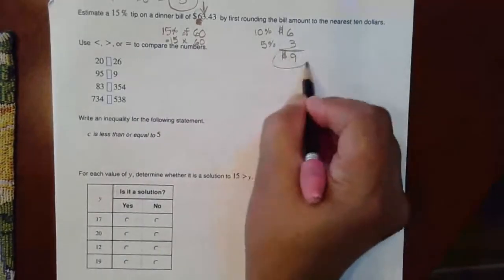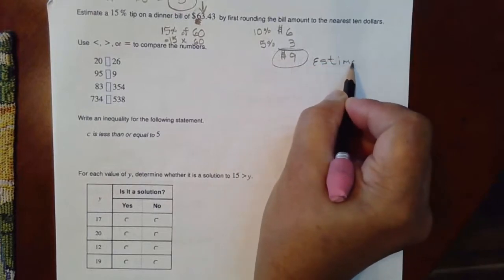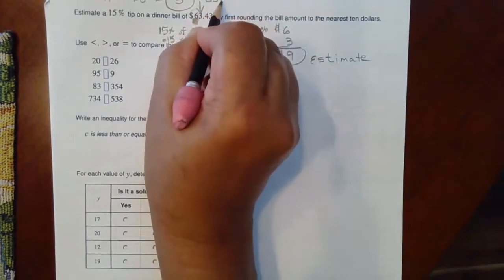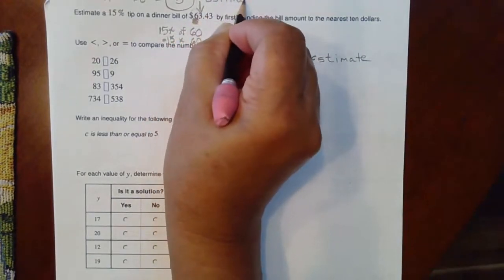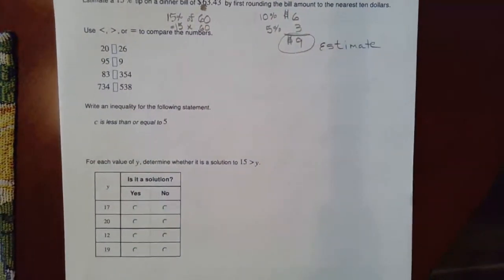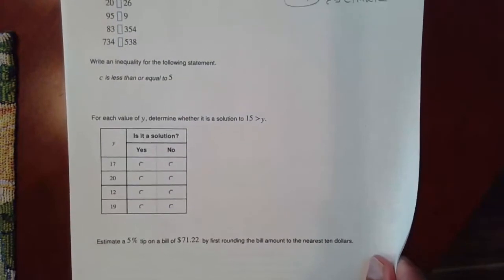Okay, so this is an estimate. Just like this is an estimate. It's not the actual true answer, but a rounded answer. Okay, then there's the less than or greater than, and I'm sure you have seen this many, many times.